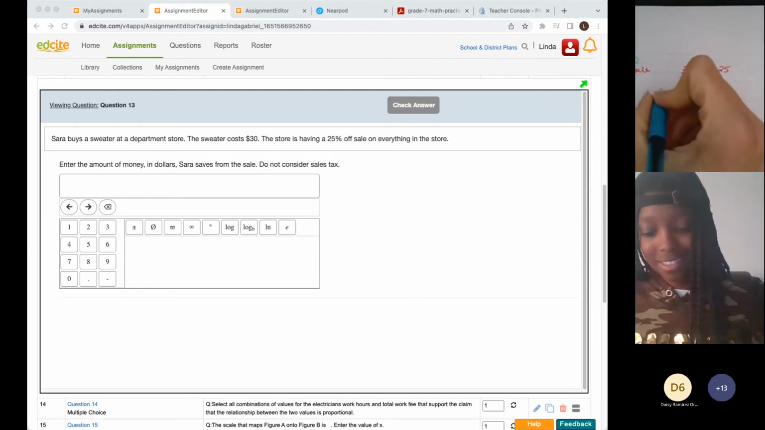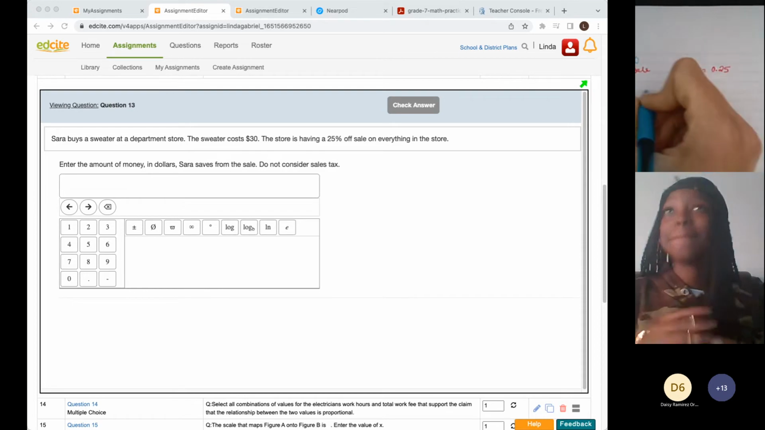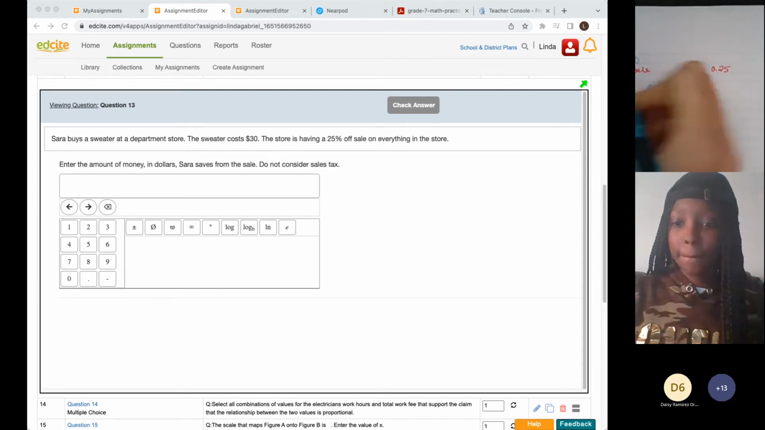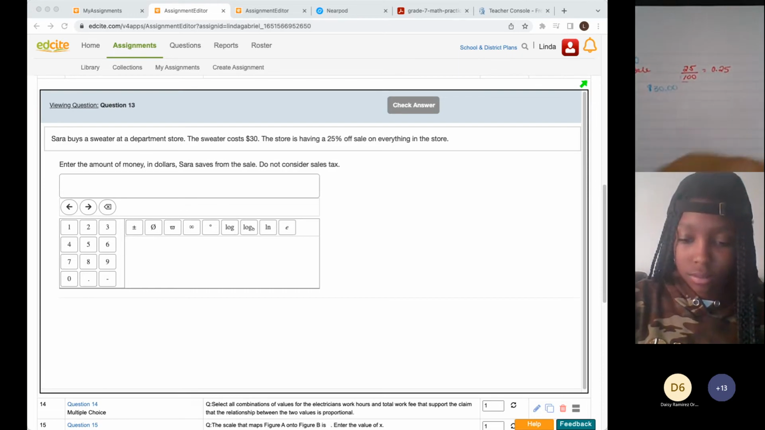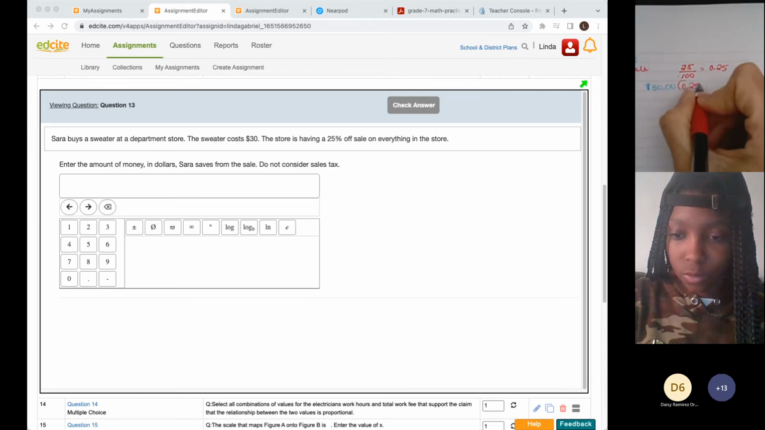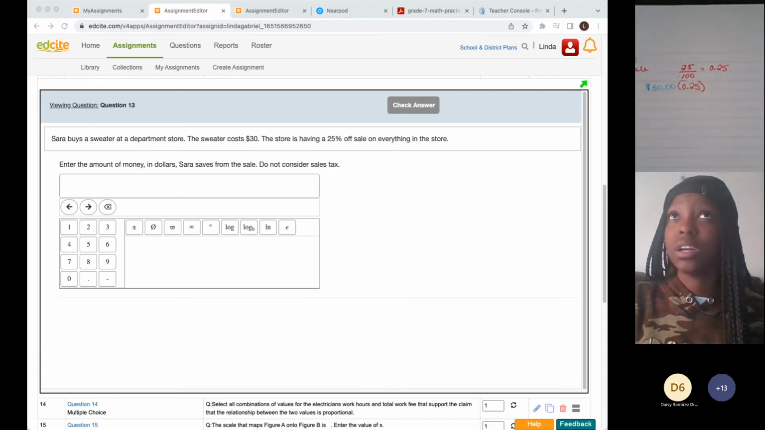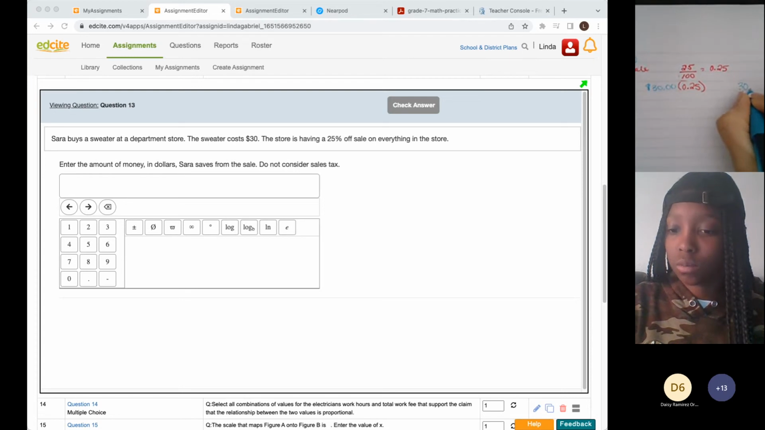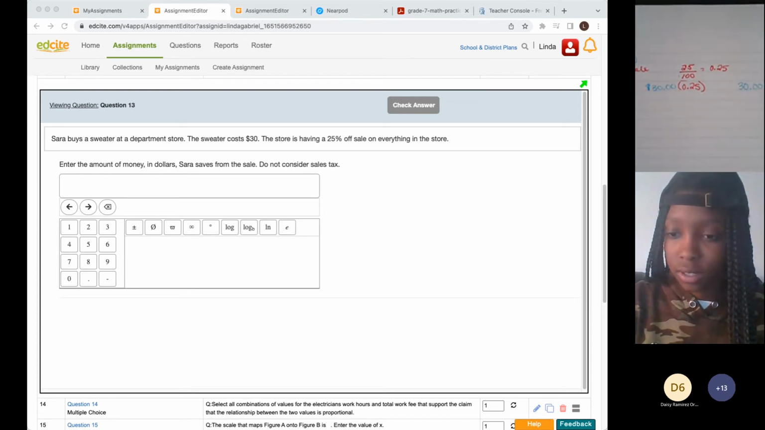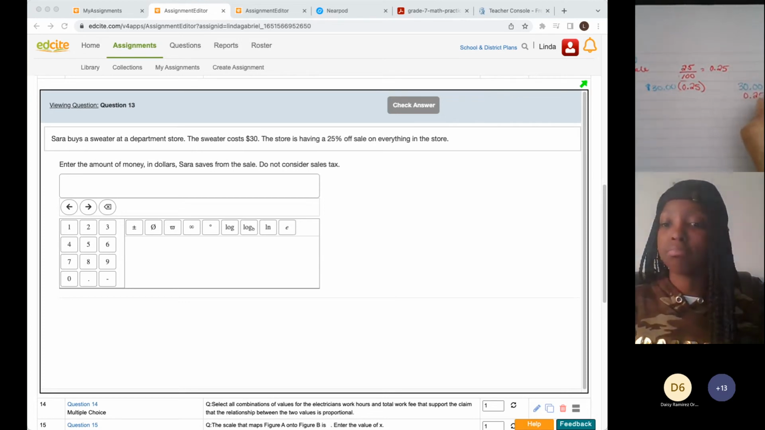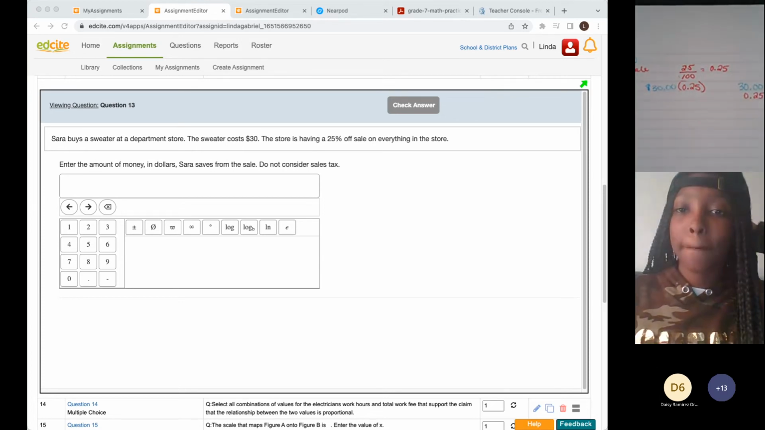To figure out how much she's going to save, I just need to take $30, and then I'm going to multiply it by the discount, which is 25%. That's 30 times 0.25. Without a calculator.